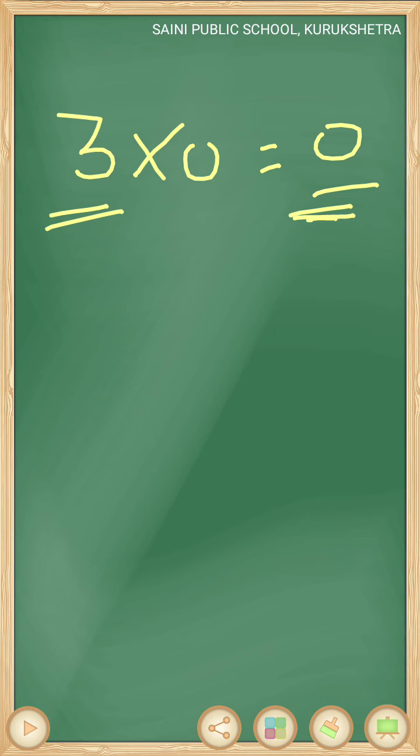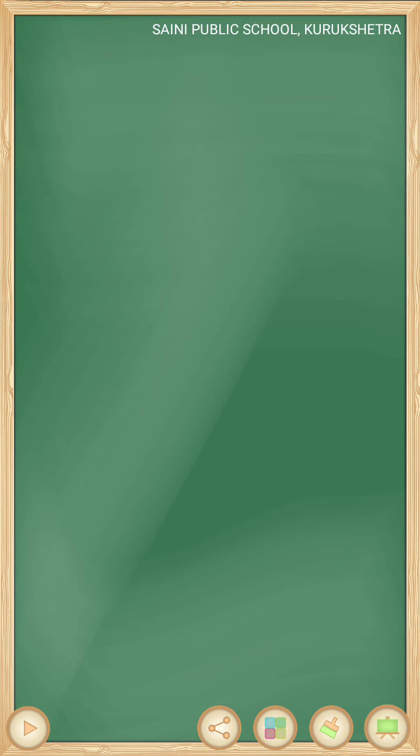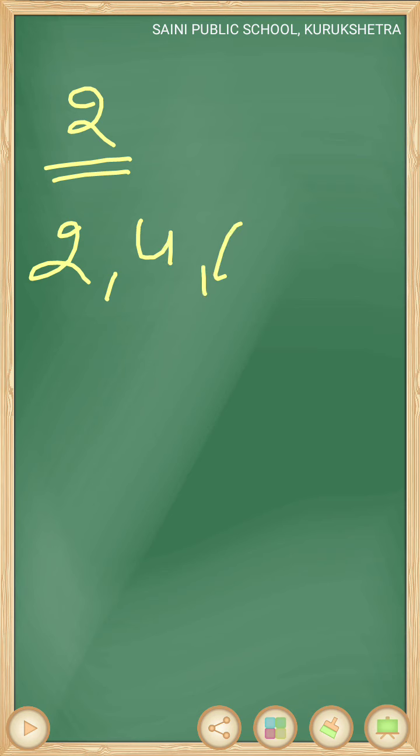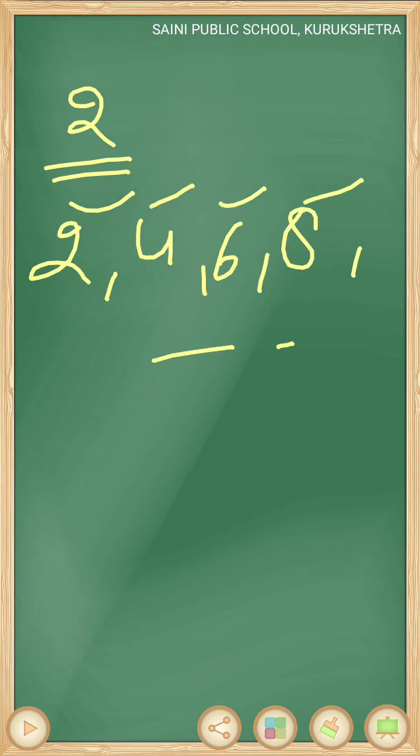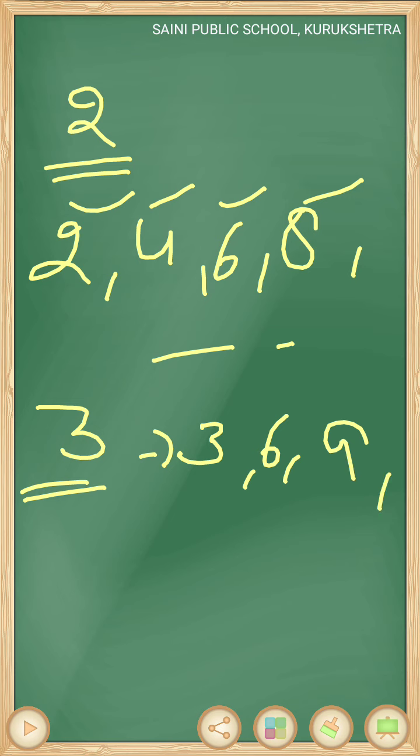Okay. Next, multiples of even numbers are even. Suppose I want to write multiples of 2. So multiples are 2, 4, 6, 8 and so on. These all are even numbers. Similarly, multiples of 3 are 3, 6, 9 and so on. So multiples of odd numbers are odd and multiples of even numbers are even. So this was all about multiples.